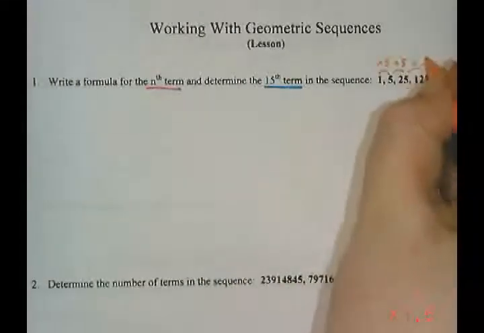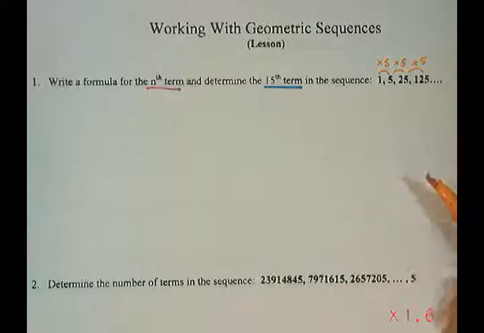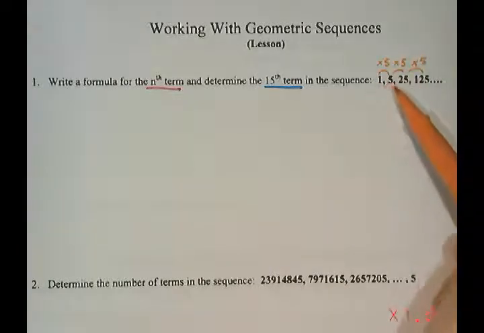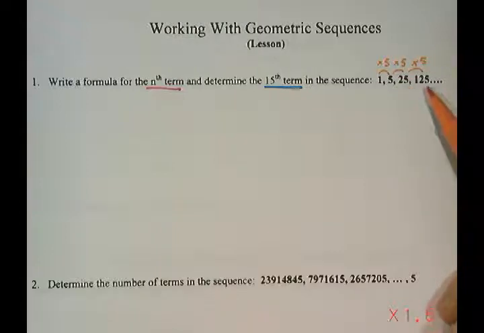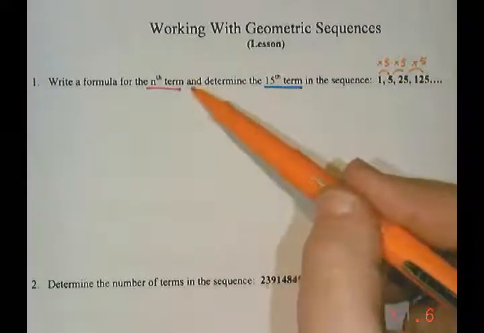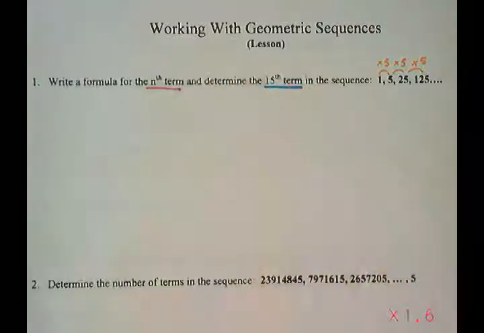Now I know this isn't arithmetic, which is where we add the same term every time, because I would have added 4 and then 20 and then 100. So since it's not the same number, I know that it's not arithmetic. So what I'm going to do is calculate first a formula for the nth term, and then I'm going to actually find the 15th term.